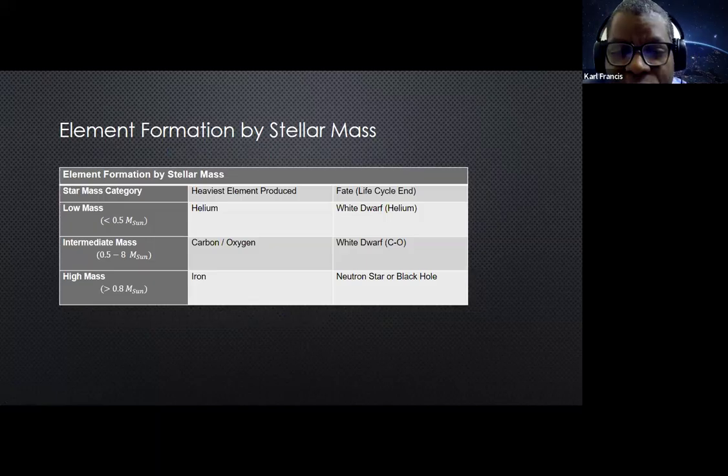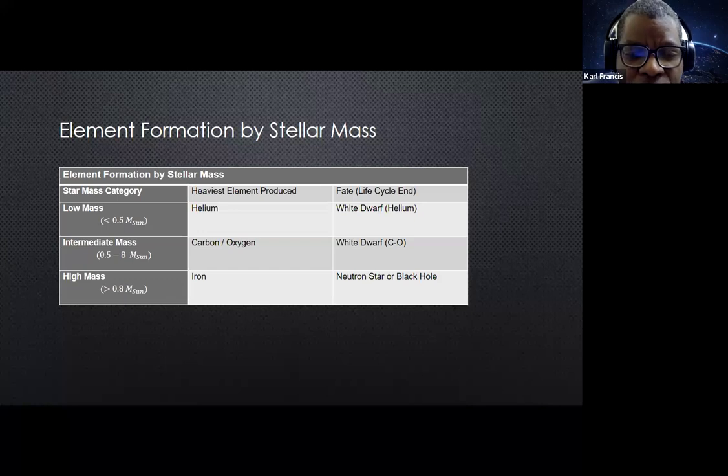Here we have a table, and as I said, the elements that can be formed are based on how much mass, because the mass determines how much heat is inside the core of the star. So for low mass stars, I'm going to use the mass of our sun as a standard. It's going to be about 0.5 of the mass of our sun. Less than that is considered low mass. The heaviest element that can be produced is helium. Okay. What happens when those low mass stars die? They expand into a red giant, and then you end up with a white dwarf. Once it loses its outer shell, a helium white dwarf.